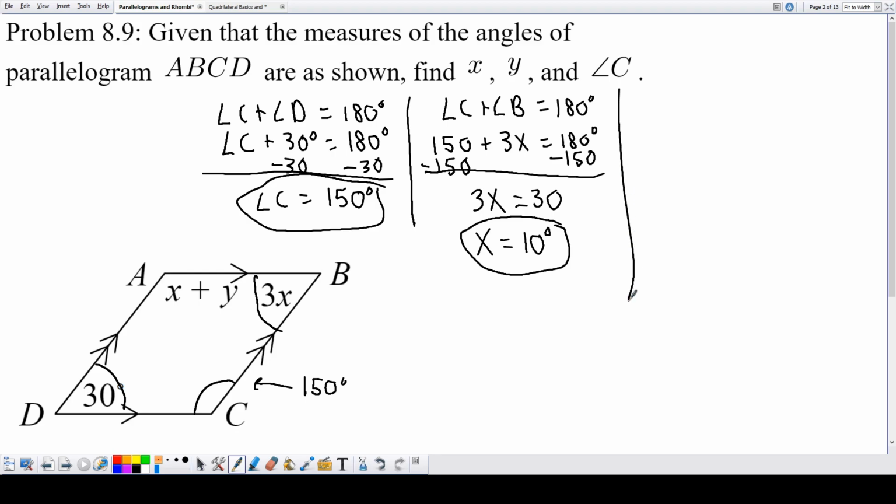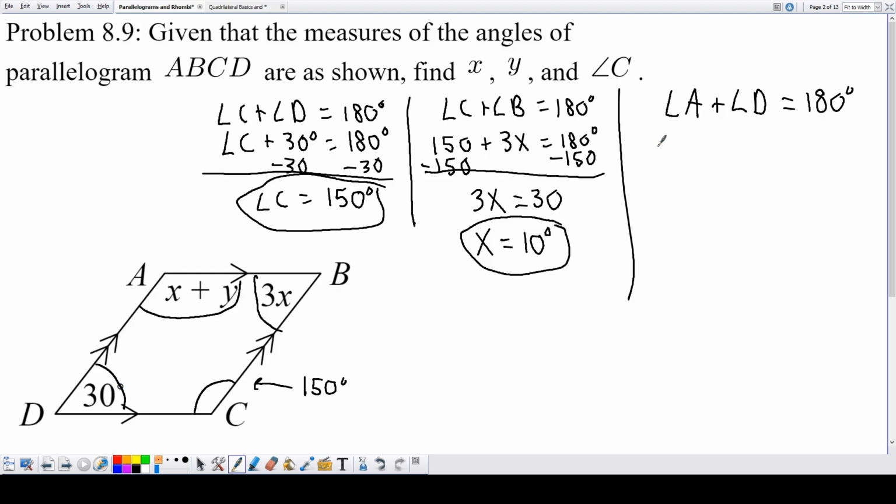It should be easy to find the last one, and we can just use the same logic we've been using already. The angle at A and the angle at D must be same side interior. So same logic we've been using. Angle A plus angle D is equal to 180.